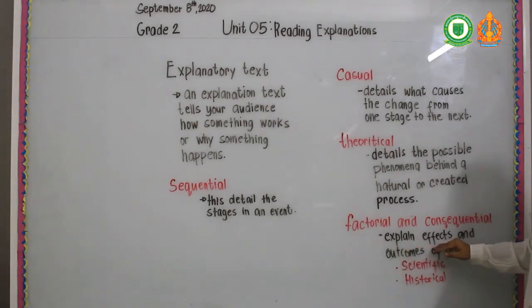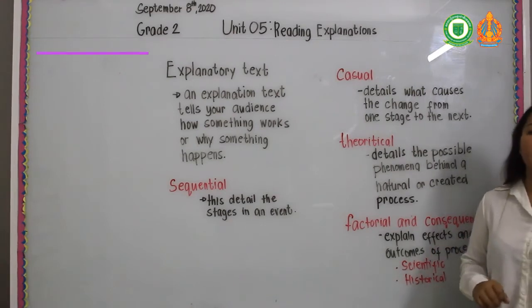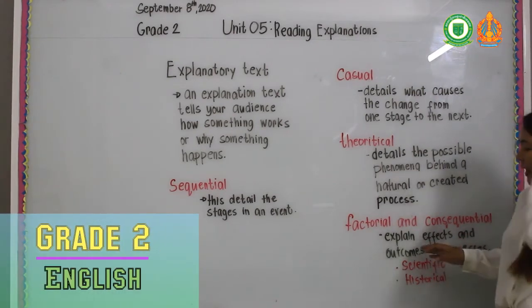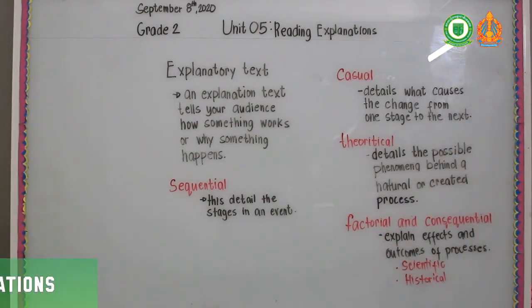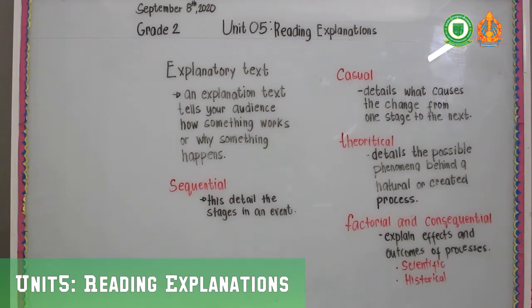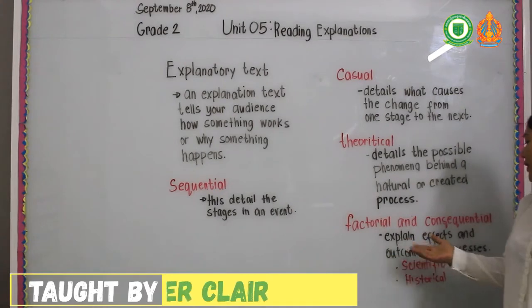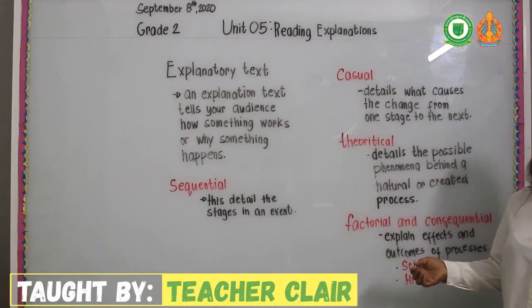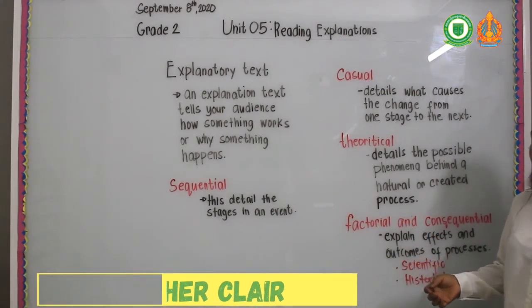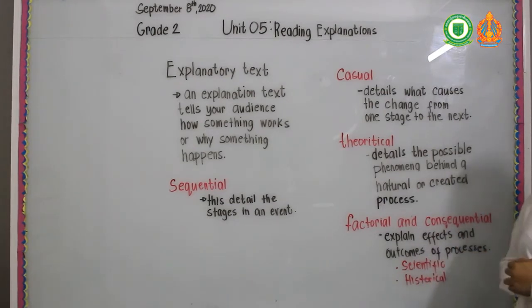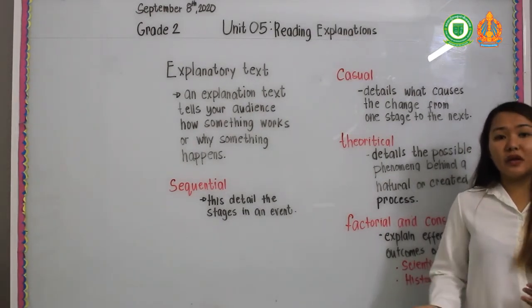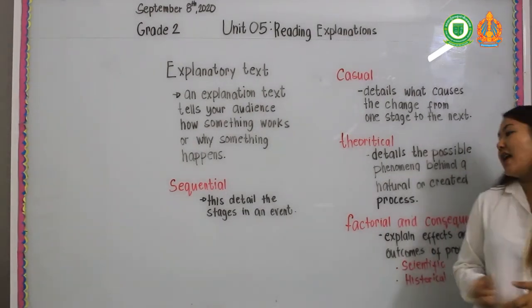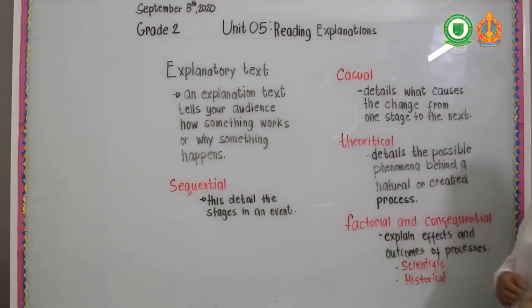So explain effects and outcomes of processes. This time, it will explain to you what the effects of something are. What is the effect of drinking too much Coke or soda? And if you're already experiencing that effect of soda, then how can you possibly solve that problem? So explain effects and outcomes of processes.